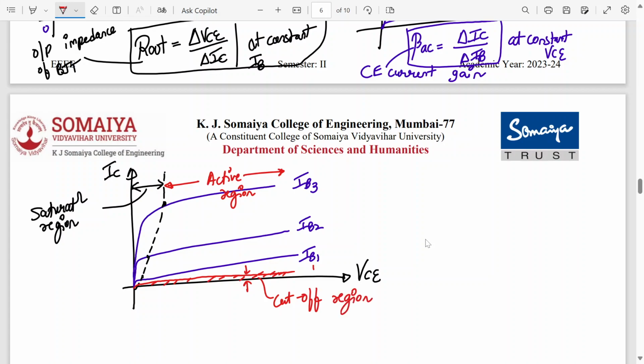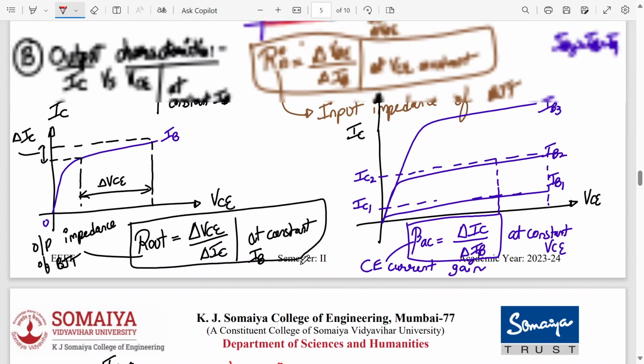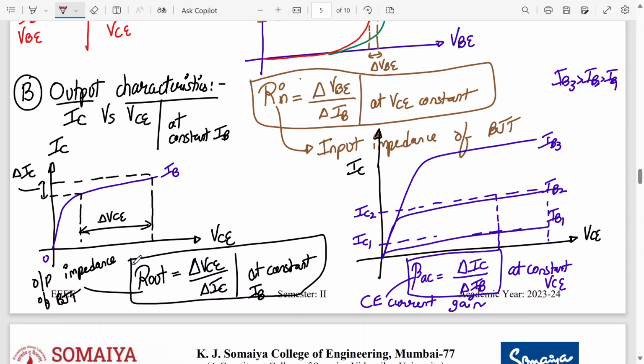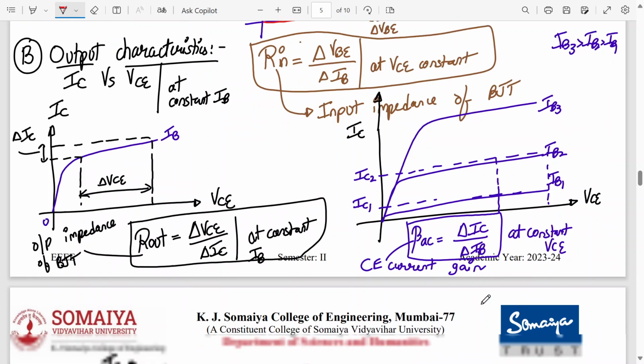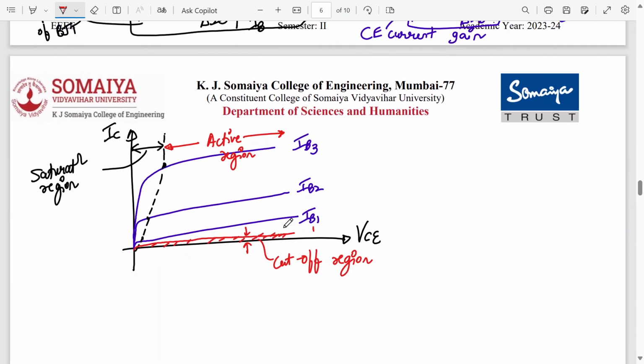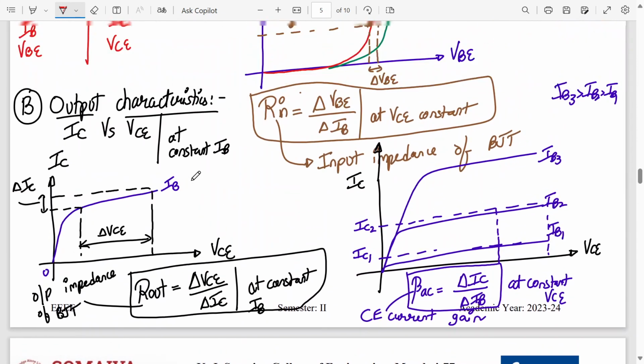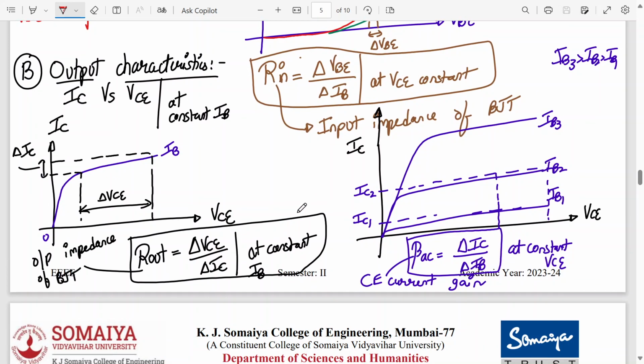So the output characteristics also give me information about which region my BJT is operating in, whether the saturation region, active region, or cutoff region. So it will give you three pieces of information. It gives you information about the output resistance or output impedance of the BJT. It gives me information about how to calculate the common emitter current gain, and also about the operating regions of the BJT. Don't worry about how we got this graph. We are going to explain that tomorrow. Right now you just note it down.